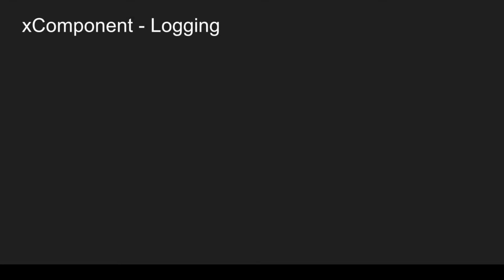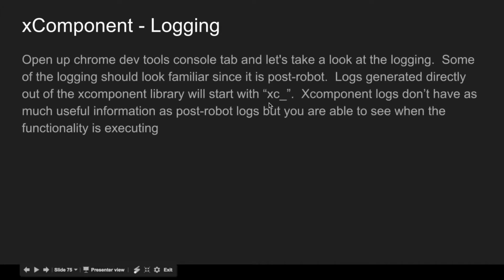So xComponent logging. So now let's open up Chrome DevTools and go to the Console tab. And let's take a look at the logging. So some of the logging should look familiar since it's post-robot. Logs generated directly out of xComponent library, we'll start with xc and underscore. xComponent logs don't have as much useful information as the post-robot logs, but you are able to see when the functionality is actually executing.